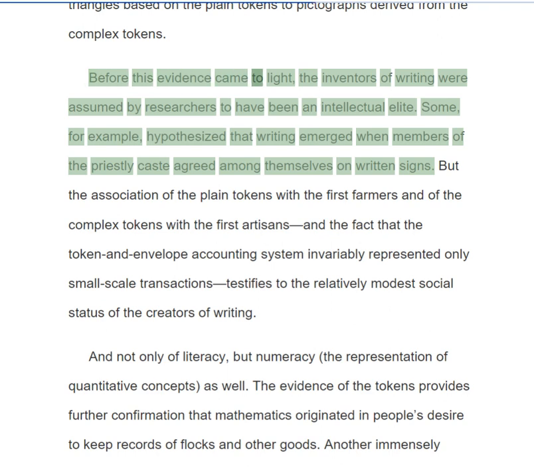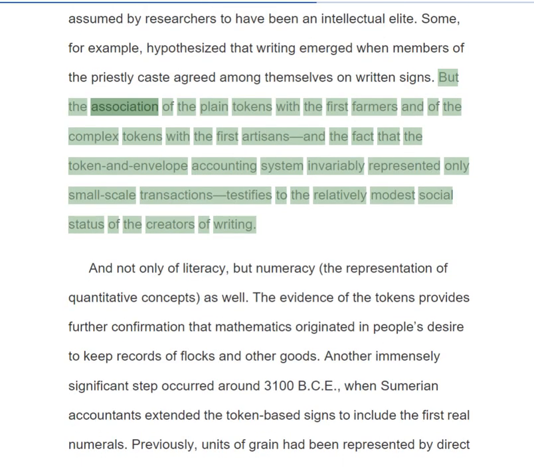Before this evidence came to light, the inventors of writing were assumed by researchers to have been an intellectual elite. Some, for example, hypothesized that writing emerged when members of the priestly caste agreed among themselves on written signs. But the association of the plain tokens with the first farmers and of the complex tokens with the first artisans, and the fact that the token and envelope accounting system invariably represented only small-scale transactions, testifies to the relatively modest social status of the creators of writing.